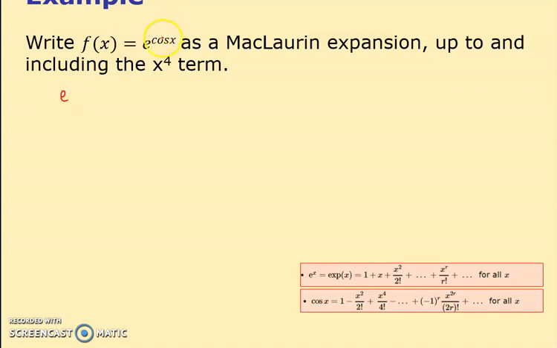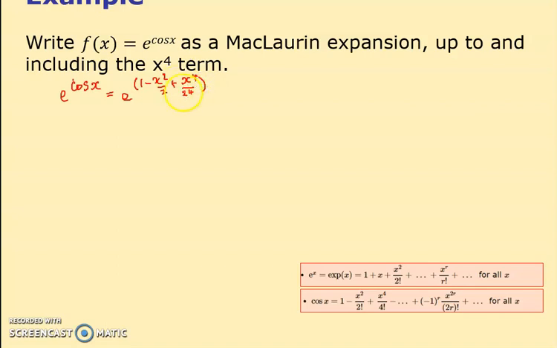So I've got to do the cos first, so it's e to the something, isn't it? It's going to be e to the cos x. Now what is cos x? It's that thing there. It's 1 minus x squared over 2 plus x to the 4 over 24.